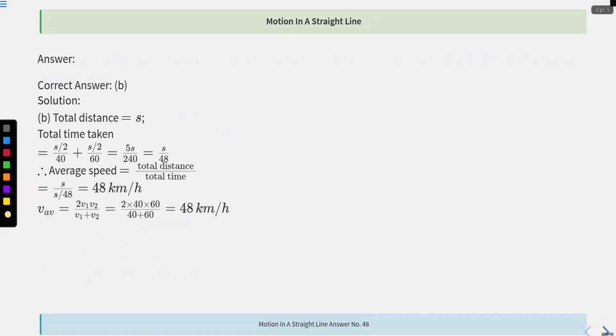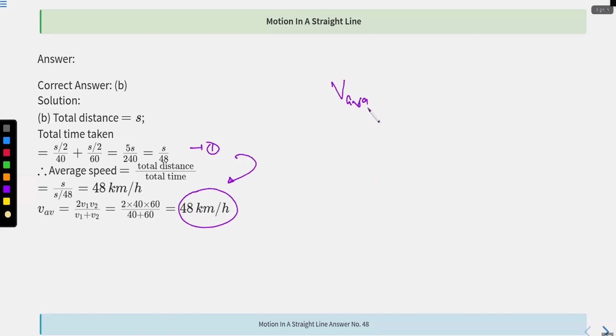Again, simple question. S by 2 divided by 40 plus S by 2 divided by 60. So you'll get S by 48. That is the total time taken. And the total distance is already S. So if you put this in this equation, like this is equation 1, you get 48 km per hour. That's the explanation they have given over here.